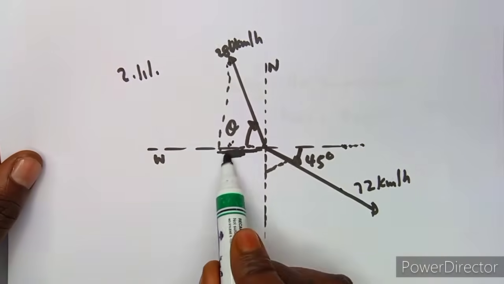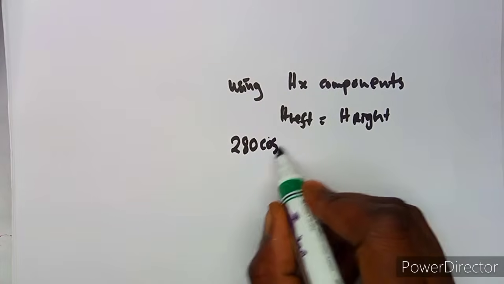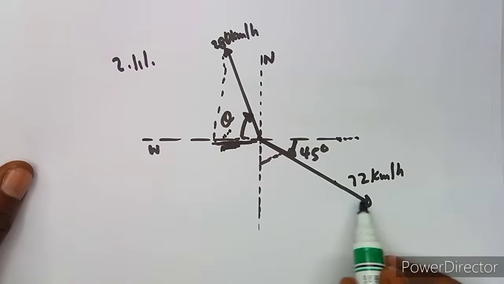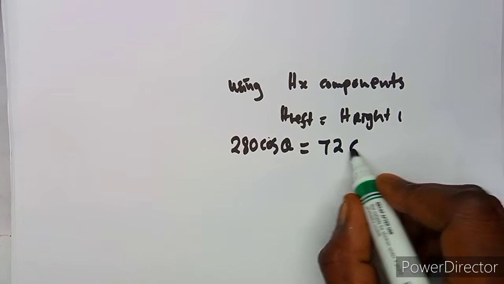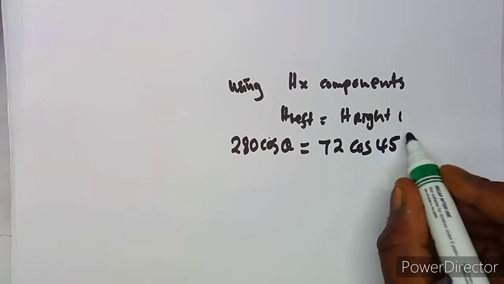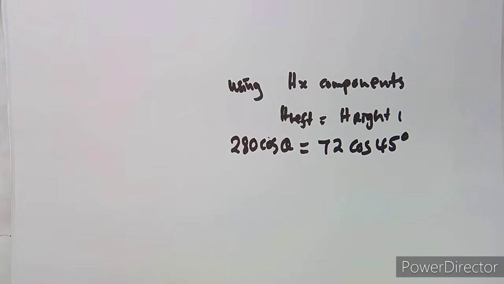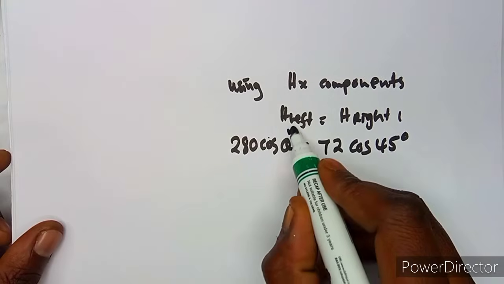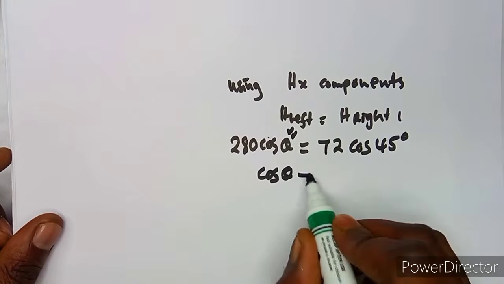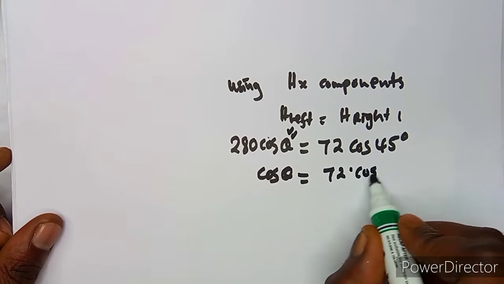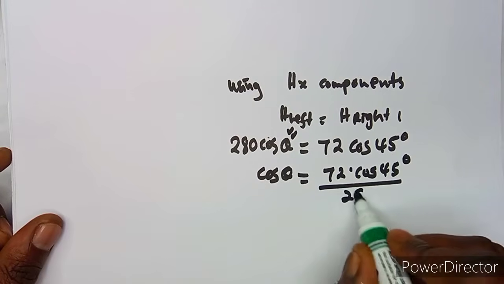It's 280 cos theta. Remember, always horizontal carries cos, so it's 280 cos theta, which is the horizontal to the left, and to the right, which is this one, 72 cos 45. So when you equate them like this, you don't write the sign that it's a negative. No, you just write it as it is, because you are saying they are equal. So there's no need for you to write the sign there. So if they are equal, I'm going to formulate an equation, because I want to calculate this theta, which is the direction. So I'm going to be left with cos theta equals 72 cos 45 degrees over 280.